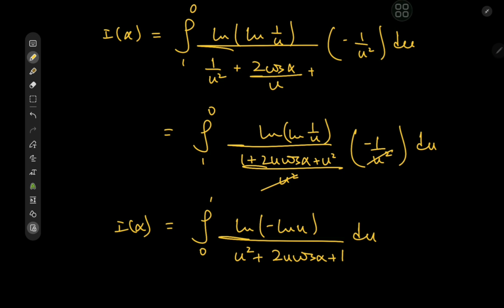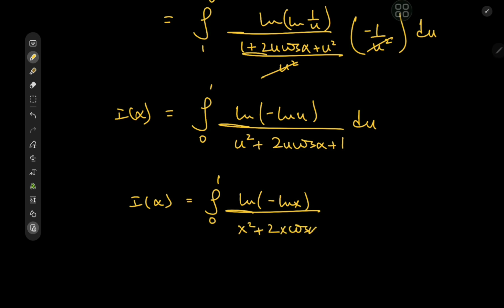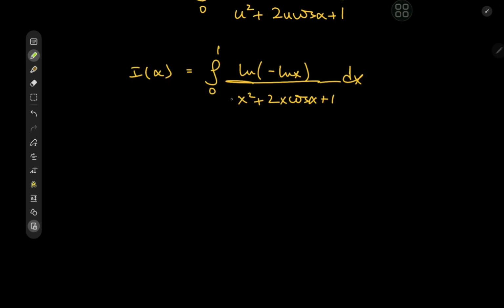And of course, u is just a dummy variable, so I might as well rename it back to x. So we have I of alpha equal to the integral from 0 to 1 of log negative log x divided by x squared plus 2x cosine alpha plus 1 dx. We now shift our focus completely towards the denominator because something really cool is happening here.